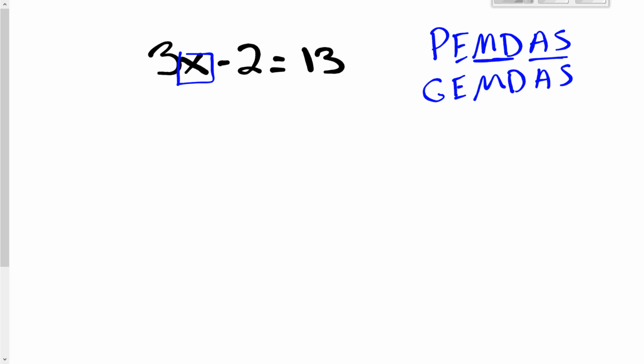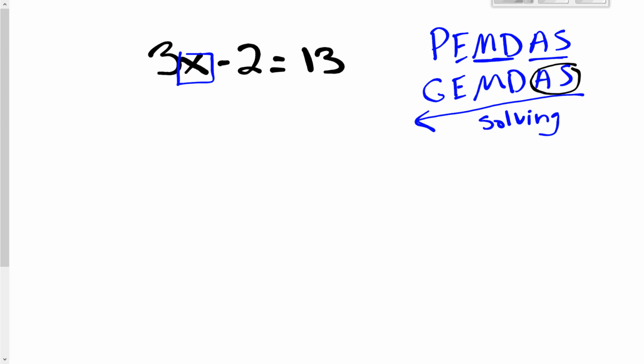When it comes to problems like this, you have to work backwards. When you're solving, you actually work backwards. So let's take a look at what that means. So I'm solving for x. The first thing I need to do is undo all addition and subtraction.